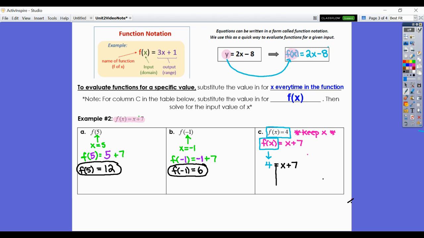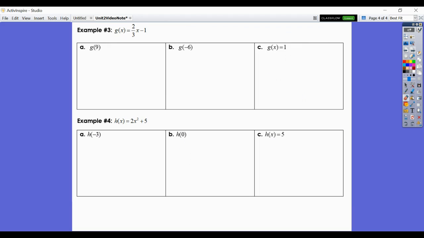So to get x by itself, it's x plus 7. Opposite of addition is subtracting that 7. What you do on one side, you have to do to the other. It cancels out on the right. And 4 minus 7 is negative 3 on the left here. X is equal to negative 3 is our final answer. And we can go ahead and try example 3.